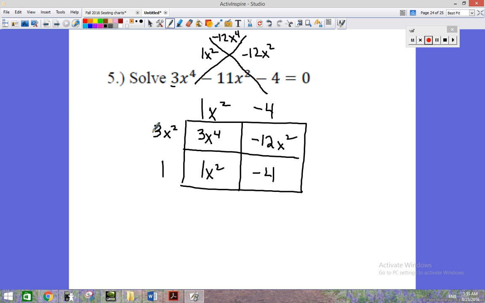So when we multiply this together, the 3x squared times the 1x squared does give us 3x to the fourth because you add the exponents. And the positive 3x squared times the negative 4 does give us the negative 12x squared. And the 1 times the 1x squared, there's no contradictions in my table, so I'm ready to come down here and have this in factored form. So instead of writing this trinomial, I know I can replace it with 3x squared plus 1 and x squared minus 4.